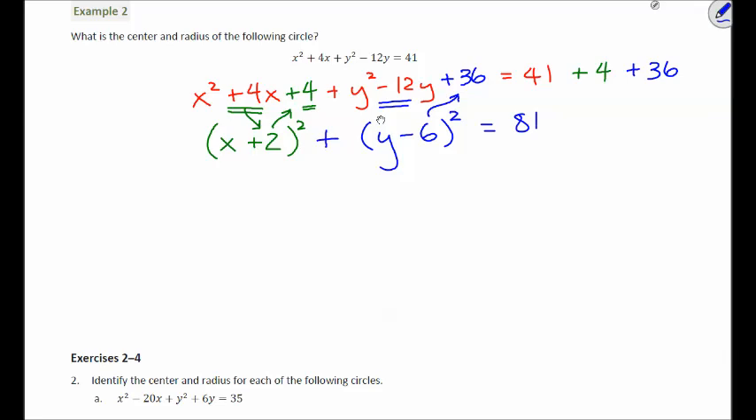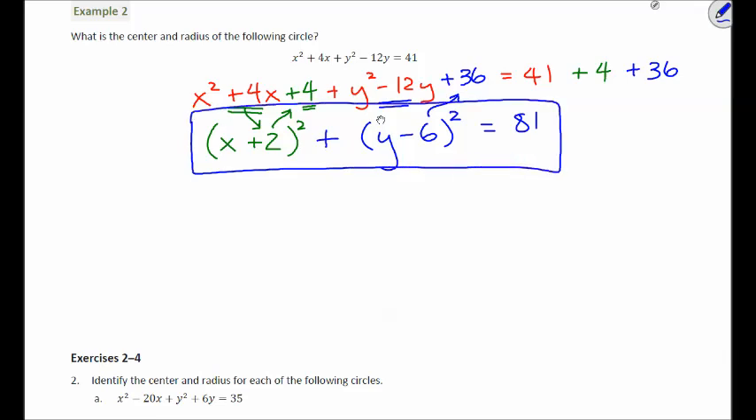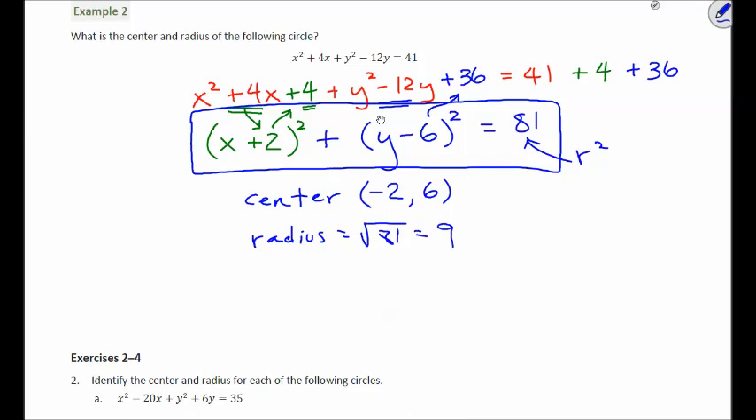So rewriting this, well, I guess I don't need to rewrite this. This is the equation of my circle. And the center we focused on last class will be, again, the opposite: negative 2 and a positive 6. And the radius, again, remember that this is r squared. The radius is the square root of 81, which is 9.